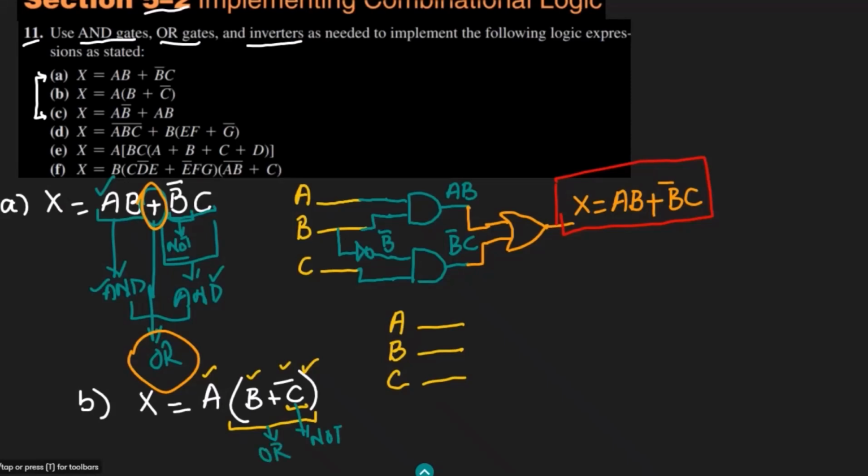So first of all, I have to take the inversion of this C, and here I will get C complement, and then this B and C complement are combined together. Here these are combined together, and here I will get B plus C complement. Okay, so here I have it.